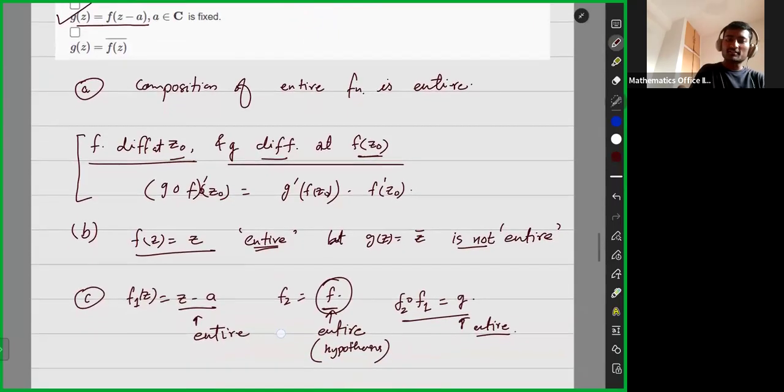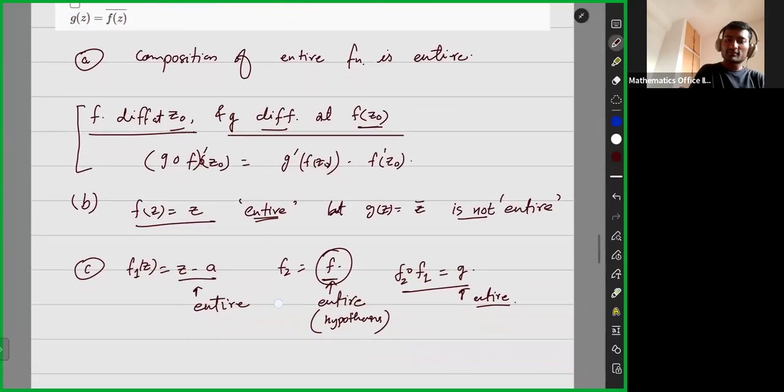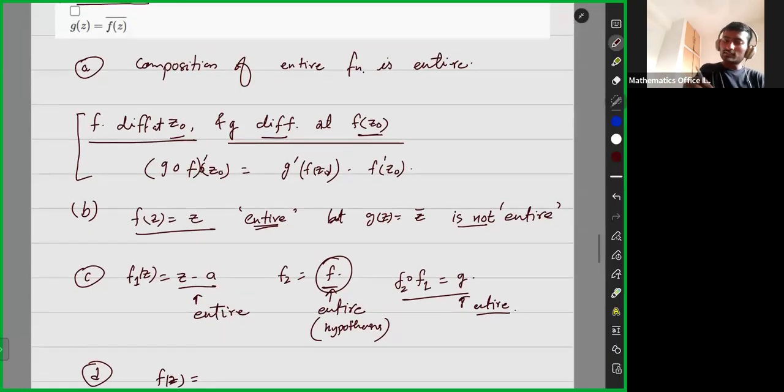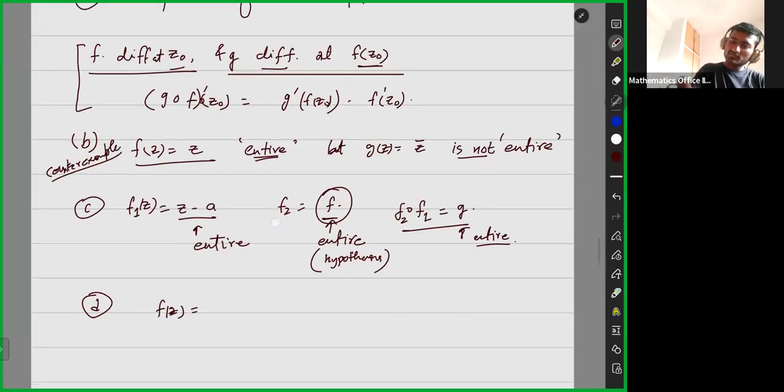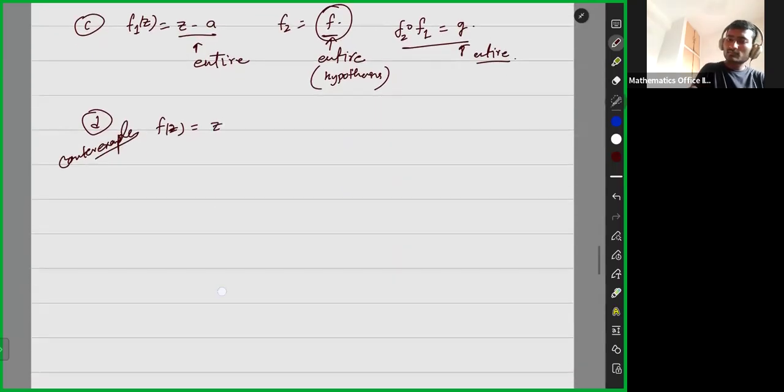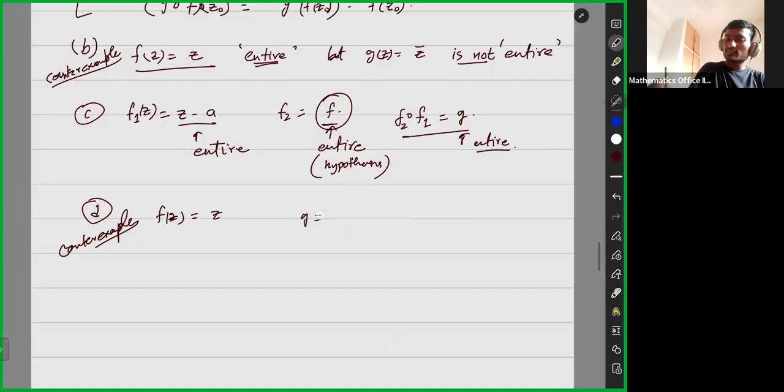So how about the last part? Again, take f equal to identity. F(z) is equal to z. I'm giving a counter example. So this is a counter. Yeah, just use z bar, z conjugate. Then z becomes z bar, z conjugate, and it is not entire.